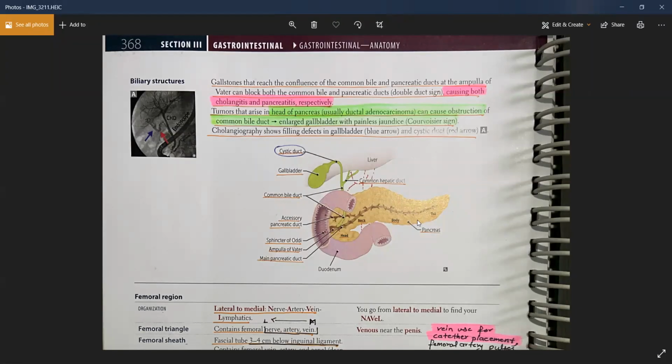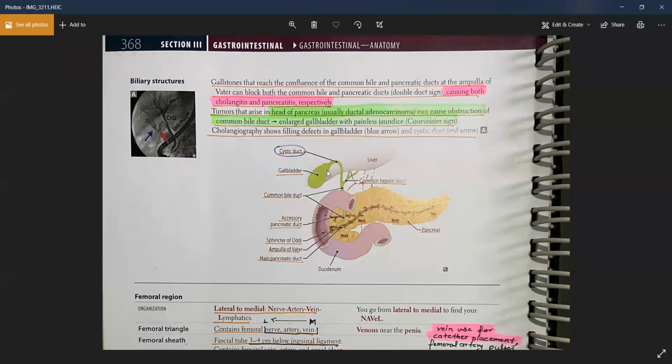So you have two lobes of the liver, the right lobe and the left lobe. The right lobe and the left lobe form ducts for the bile. The right duct and the left duct join to form a common hepatic duct. So you have a left hepatic duct and a right hepatic duct, and both of these ducts join to form a common hepatic duct.